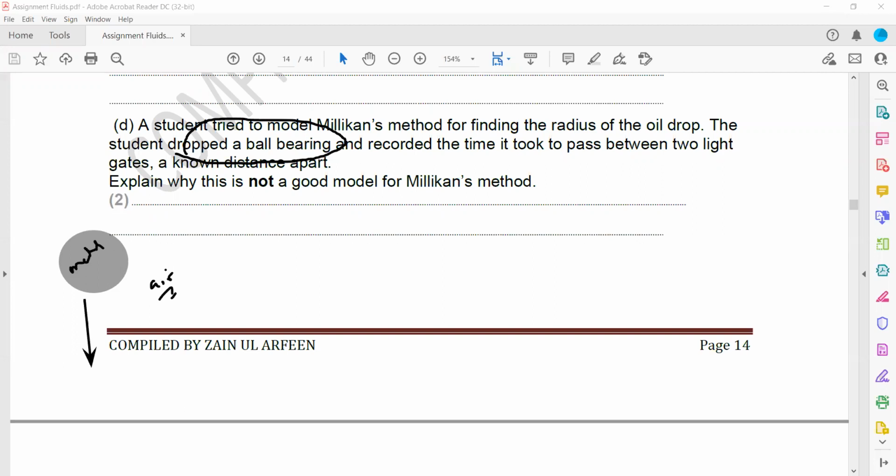So why is this not a good experimental equivalent for the Millikan oil drop experiment? Because when the ball bearing is moving through the air, it won't reach terminal velocity, as the viscous drag due to the air is very small compared to the fluid. So the ball will continue to accelerate. To apply the Millikan experiment, the ball bearing must reach terminal velocity. But here, the acceleration will not be zero, so the object will continue to accelerate.